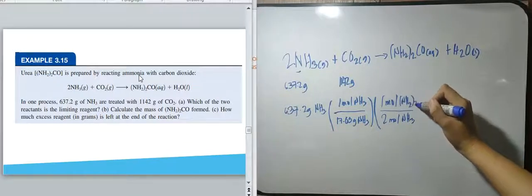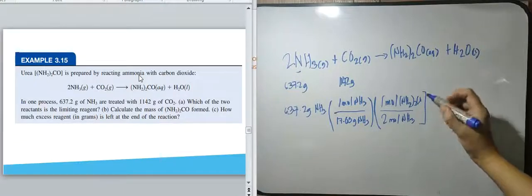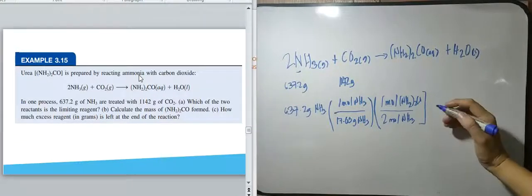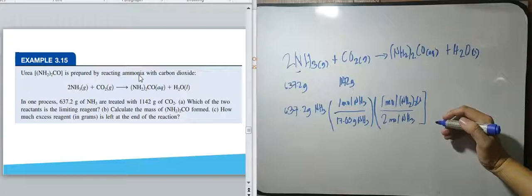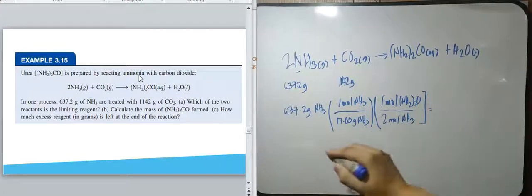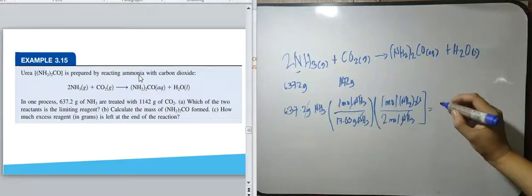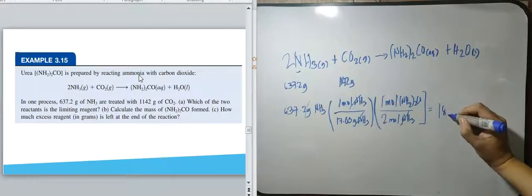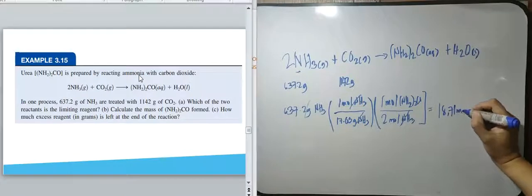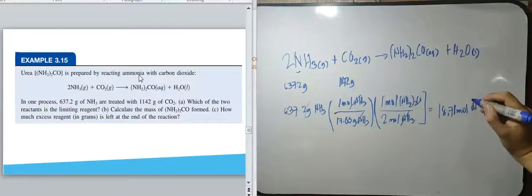H2NCONH2. So therefore, cancel, cancel, cancel, cancel. So therefore, we will have 18.71 moles H2NCONH2.